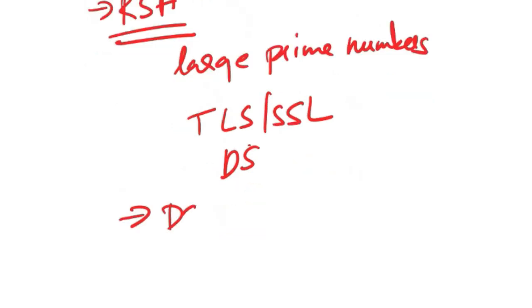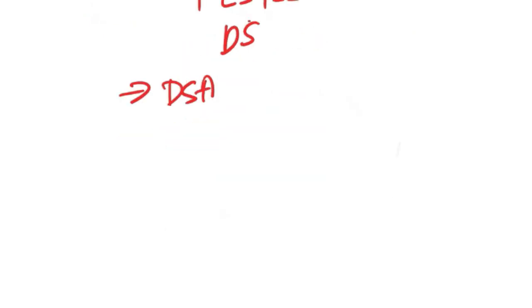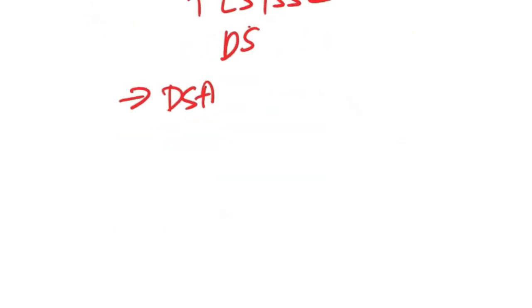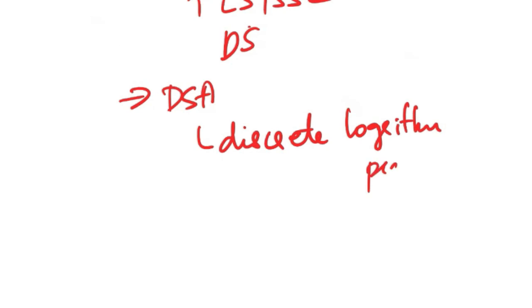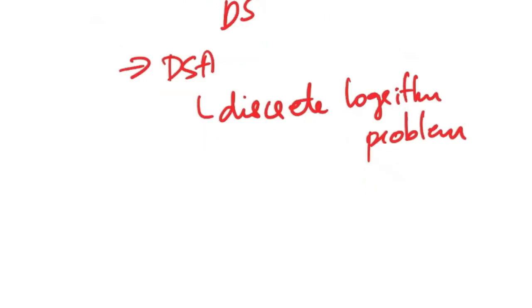Next example is DSA, which stands for Digital Signature Algorithm. This is based on the discrete logarithm problem. It is commonly used for creating and verifying digital signatures in cryptographic protocols. It is often used in conjunction with other cryptographic algorithms such as SHA-256 to provide secure digital signatures.